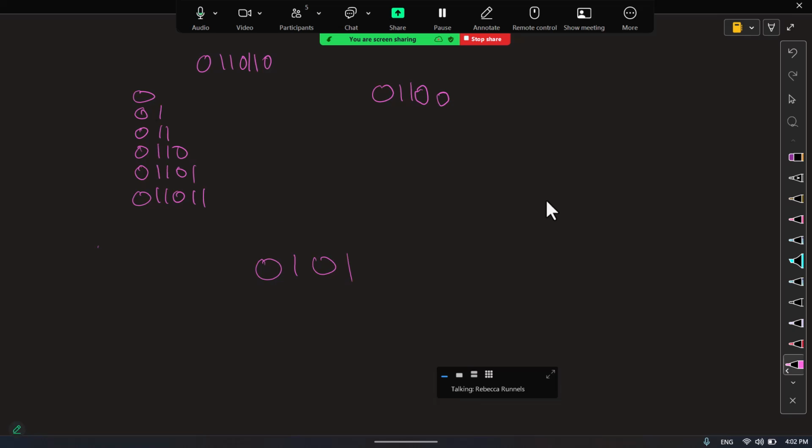And once you know what the last digit entered was, if the last digit entered was 1, then you know your states are 1, 0, 1, 1, 0, 1, 0, 1, 0, 1. If the last digit entered was 0, then you know your states are 0, 0, 1, 0, 1, 0, and 0, 1, 0, 1. I know it looks the same, but it's slightly different. Okay. All right.